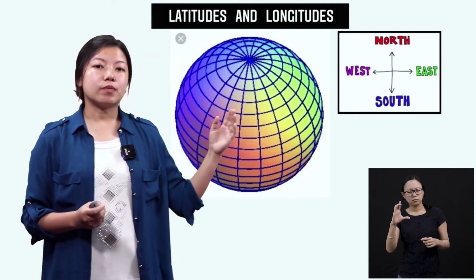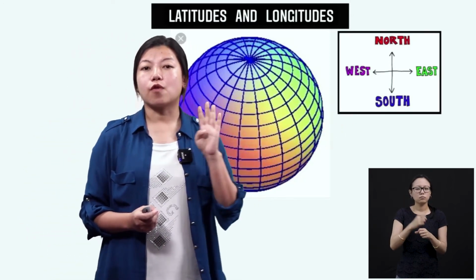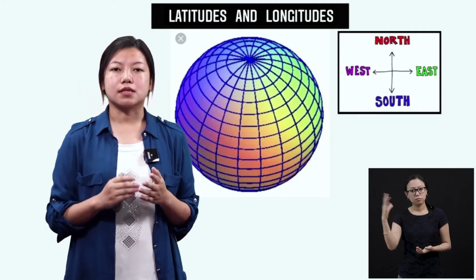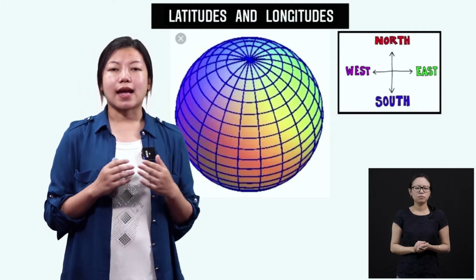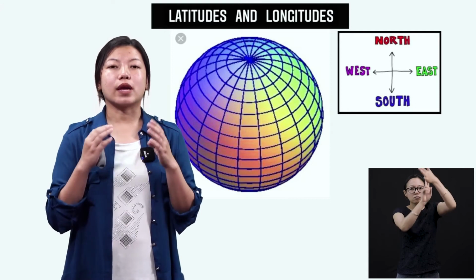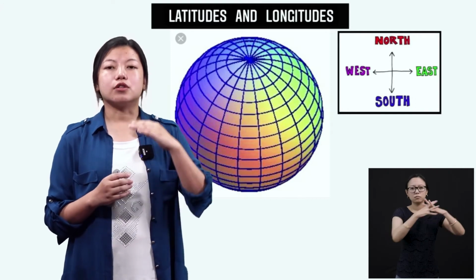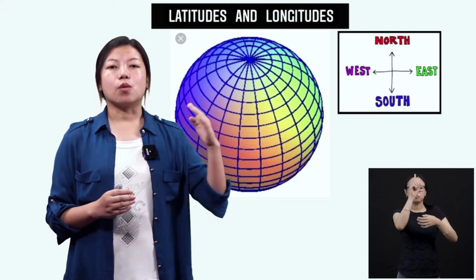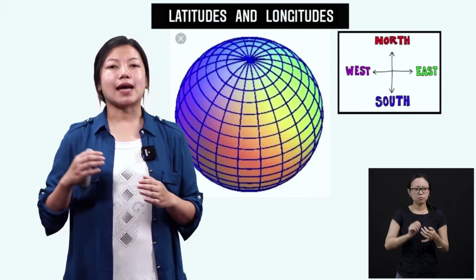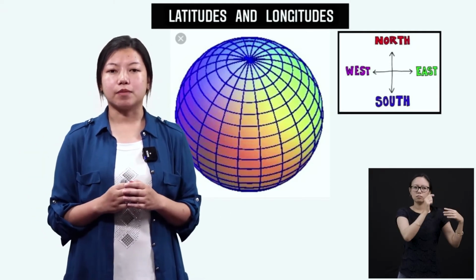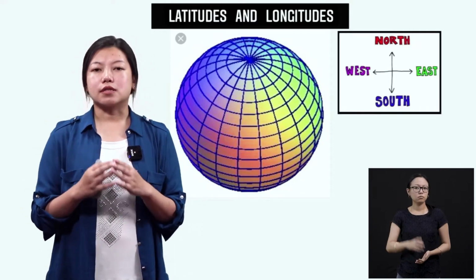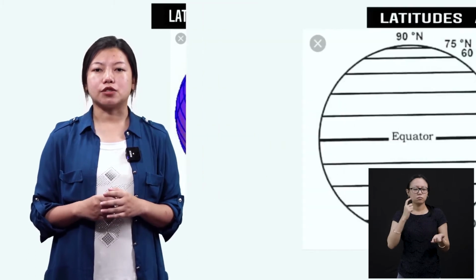Now it is very important for you to know these 4 directions, that is north, south, west and east, okay? So we have 4 directions. The north is at the top, south is at the bottom, west on one side of me and east on the other side of me. Now with these 4 directions, we are going to start with the explanation.